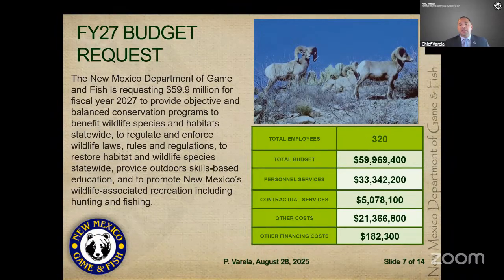So as you can see in the slide, our department budget supports 320 FTE, which are full-time employees. The total budget is 59.9 million, which we are requesting. There's 33.3 million in personal services, 5 million in contractual services, 21.3 million in other costs, and 182,300 in other financing costs.